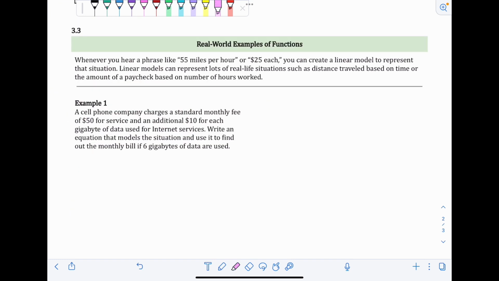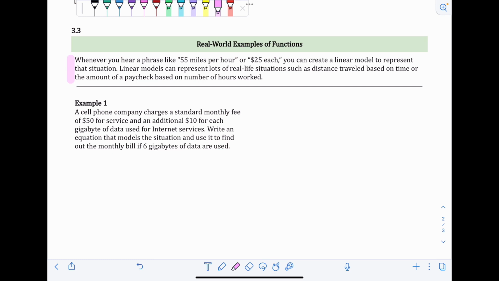3.3 is real-world examples of functions. So starting up at the top, whenever you hear a phrase like 55 miles per hour or $25 each, you can create a linear model to represent the situation. Linear models can represent lots of real-life situations, such as distance traveled based on time or the amount of a paycheck based on the number of hours worked.